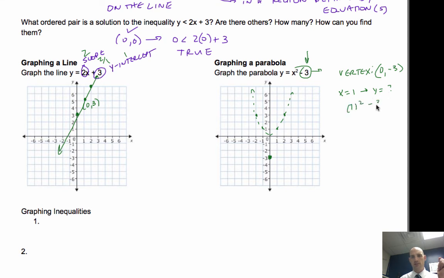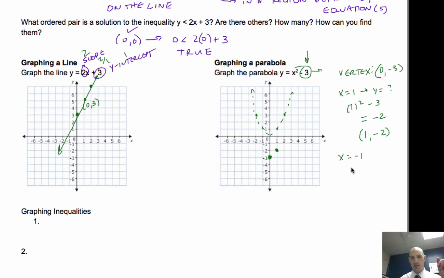So 1 squared minus 3 would be equal to negative 2. So 1 comma negative 2 is my point on this side. So 1 and then negative 2. If x equals negative 1, so I'm going to go on either side of the vertex to give myself a, and now you can just sketch it, but that's not really all that precise.